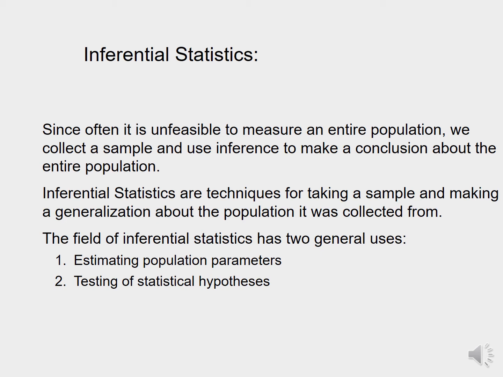The second major field of statistics is called inferential statistics. This set of techniques exists because it is often unfeasible to conduct a census. Because of this, we use inferential statistics to take a sample and make generalizable conclusions about a population. The two general uses of inferential statistics are hypothesis testing and estimating population parameters. We will focus mostly on the latter of these.